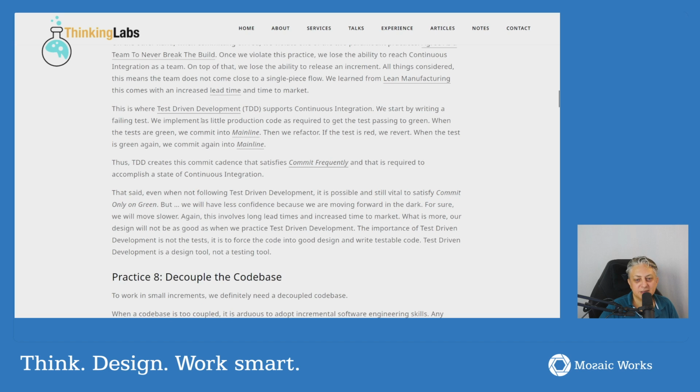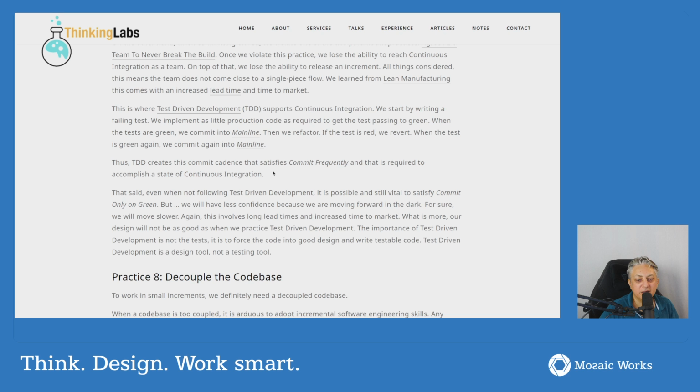This is where test-driven development supports continuous integration. We start by writing a failing test. We implement as little production code as required to get the test passing to green. When the tests are green, we commit into mainline, then we refactor. If the test is red, we revert. When the test is green again, we commit again into mainline.